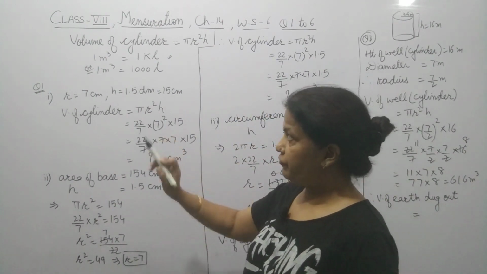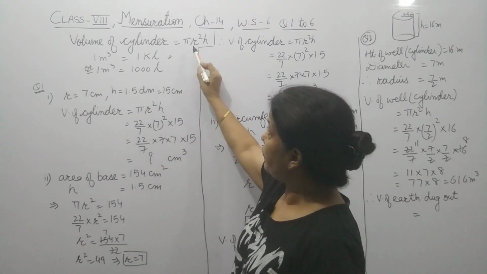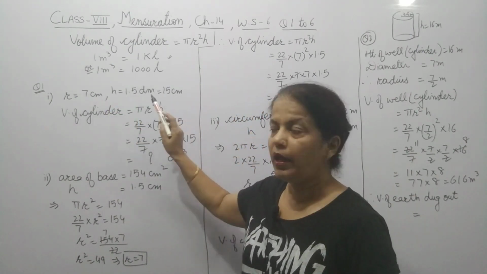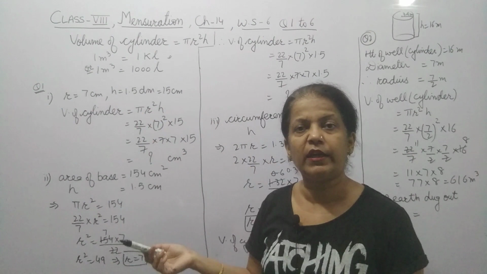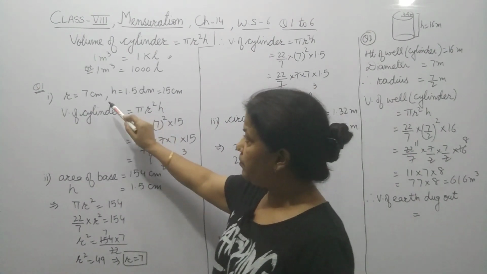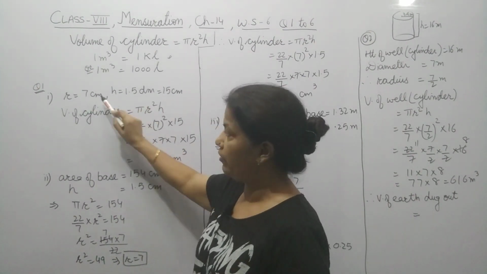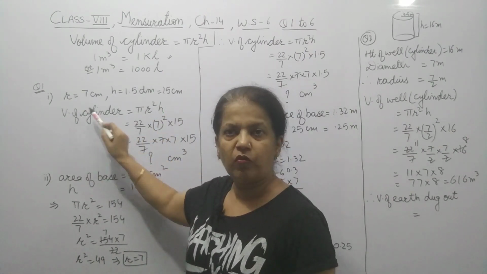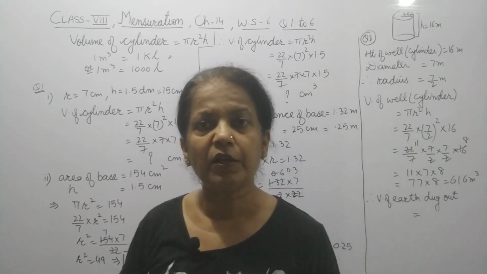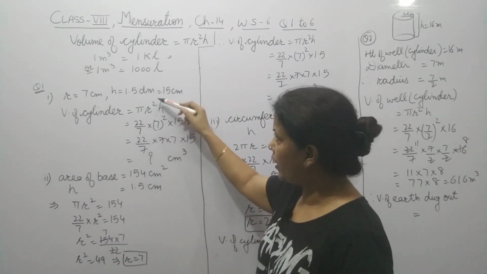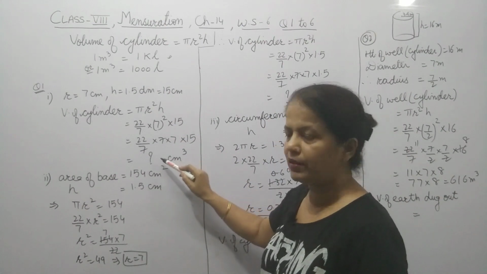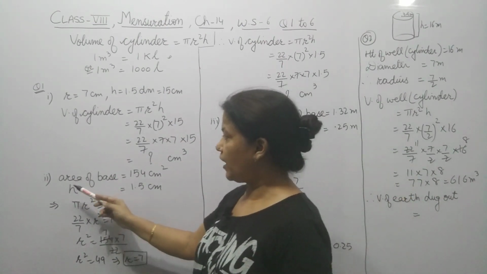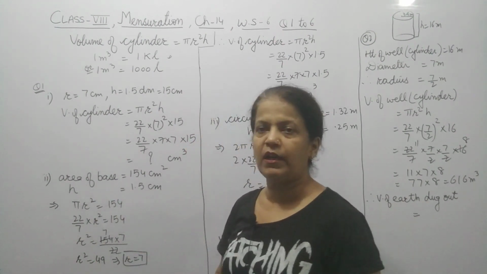Now, question first. In question first, you have to find out the volume of cylinder if radius and height is given. Make sure, as I had told earlier also, that you have to see the units carefully. It is in decimeter, convert it in centimeter. Now, volume of cylinder formula is pi r square h. So apply the formula, substitute these values, you will get the answer in centimeter cube. Is it clear? In second part, area of the base of cylinder.